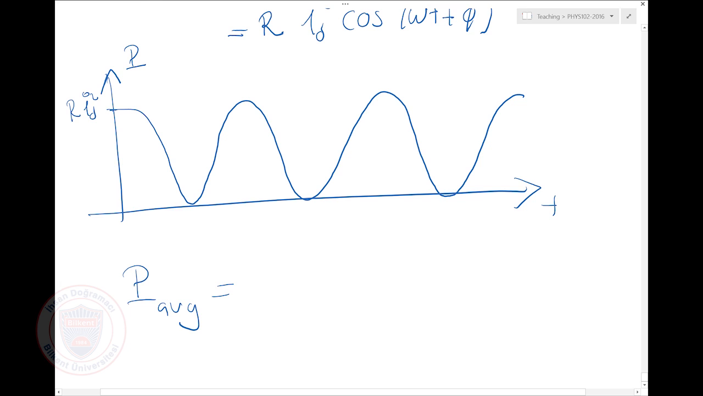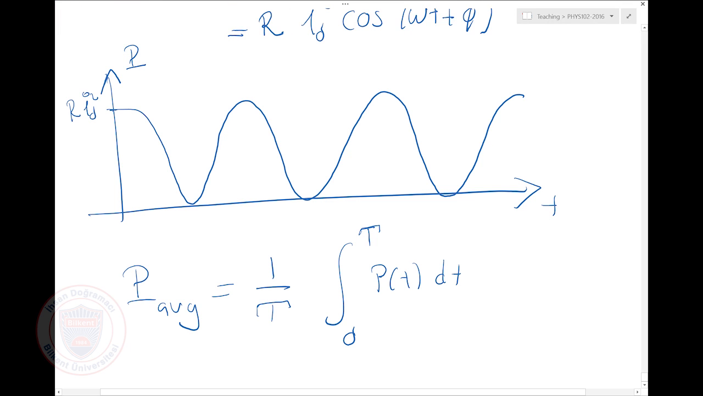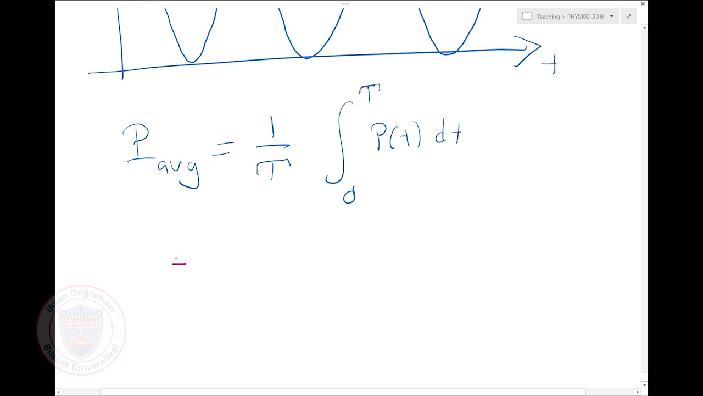Now, this thing is periodic, right? If it's periodic, I think the best way to do it is integrate the power over one period and divide by the period, okay? Because it's going to repeat itself. That's a good way to average. And what will the average value be? We can immediately see from this diagram.